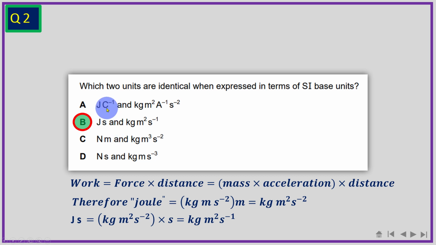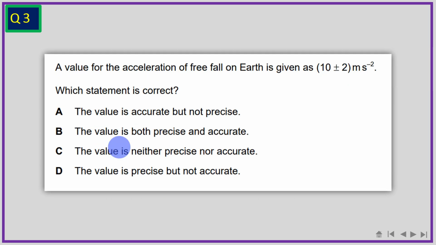So go right ahead and test the others, and you'll find that joules per coulomb is not the same as kilograms meters squared per ampere per second squared. It is not. Similarly, C is not correct and D is not correct. Take your time, use the method that I've already shown you to show that the others are not correct. Let's go to question number 3.